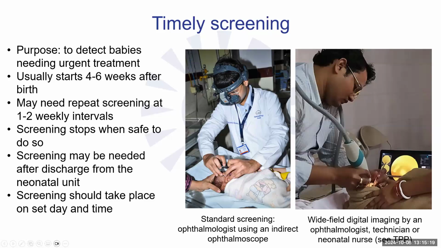Screening needs to be done on time, and it's usual for this to start around 4 to 6 weeks after birth, because this condition is not present at birth. It develops in the postnatal period, and the screening may need to be repeated at 1 to 2 weekly intervals, depending on what the findings are. And screening can be stopped when it's safe to do so, and there are guidelines which describe when it's safe to stop.